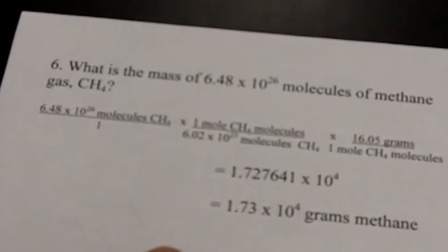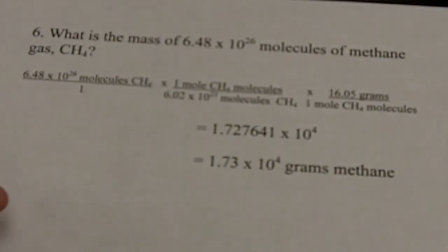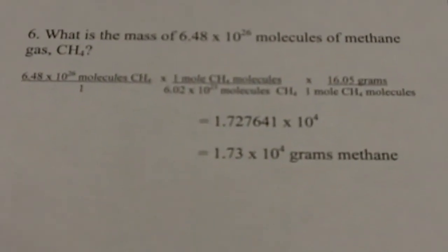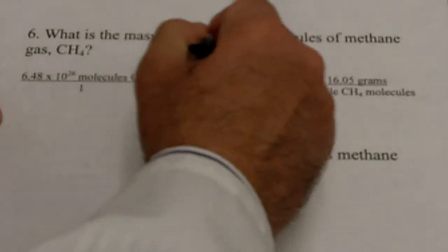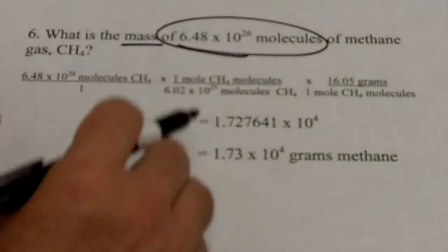Okay, that's number 5. Let's take a look at number 6. Number 6 says, what is the mass of 6.48 times 10 to the 26th molecules of methane? So for the first time, we're looking at molecules and not atoms. That's okay. Circle what you know. 6.48 times 10 to the 26th molecules of methane, which is CH4, and we want to know what is the mass, right?